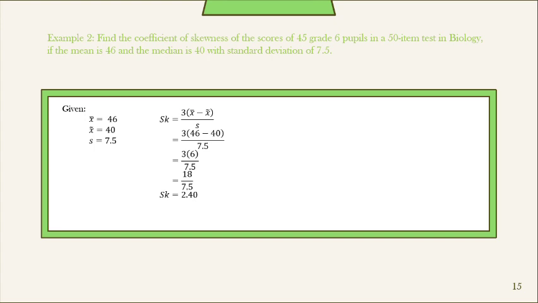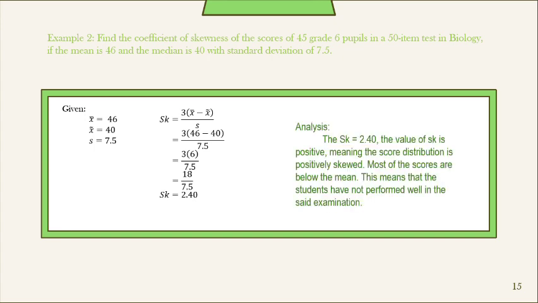Pan-simplify natin yung nasa loob ng parenthesis. 46 minus 40 is equal to 6. And 3 times 6 is equal to 18. 18 over 7.5 is equal to 2.40. So, positive yung coefficient of skewness niya. So, the value of coefficient of skewness is positive, meaning the score distribution is positively skewed. So, most of the scores are below the mean. This means that the students have not performed well in the said examination.